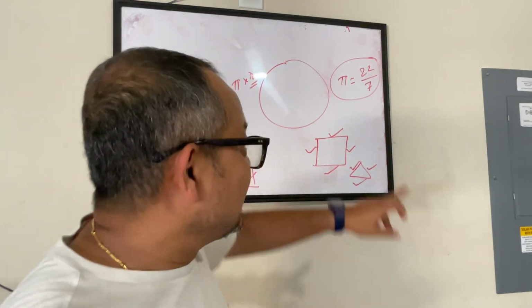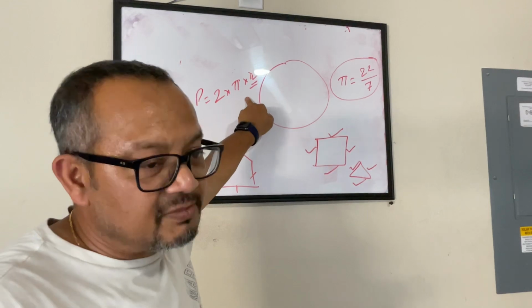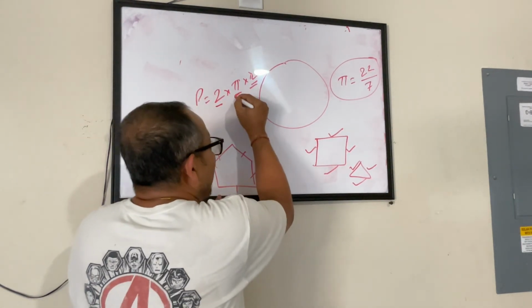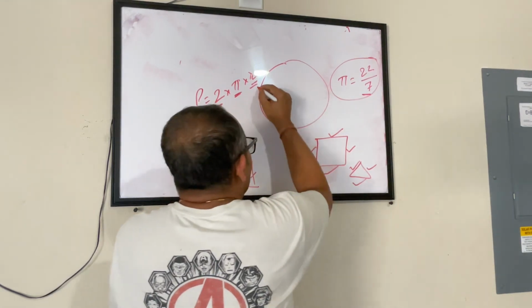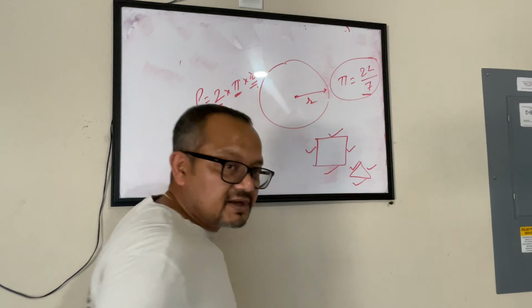Once you guys go to 10th or 11th grade, I will teach you calculus, and that is when I will tell you how this formula came into existence. For now, you will just remember this formula, 2 pi r, where 2 is 2, pi equals 22/7, and r is nothing but the radius of the circle. Radius.